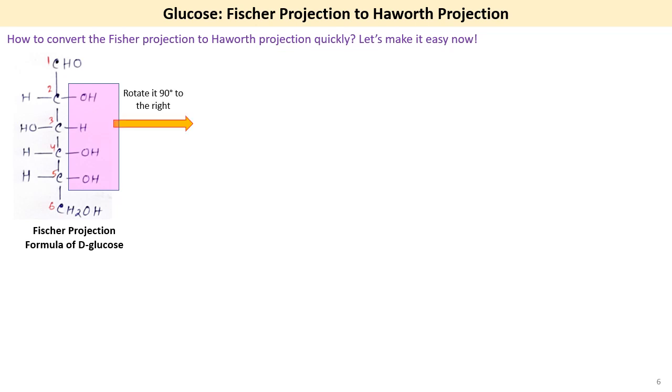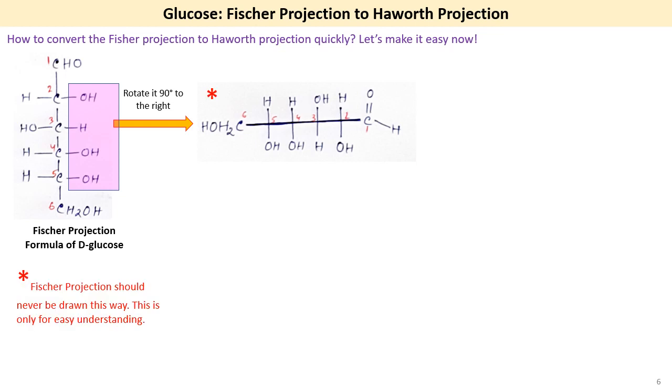Now you rotate the whole molecule 90 degree to the right. Okay. You will get the structure will be showing like this. The structure will remain same, only you have rotated it 90 degree. Now one thing is important to remember, the Fisher projection of glucose or any Fisher projection for that matter should never be drawn in this way. This is only for easy understanding. Do not write it in this way. This is so that you can understand and remember it quickly.